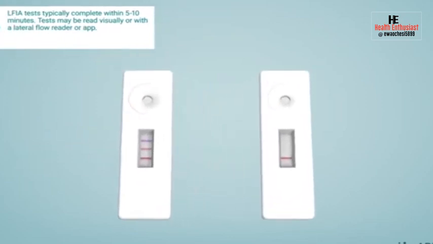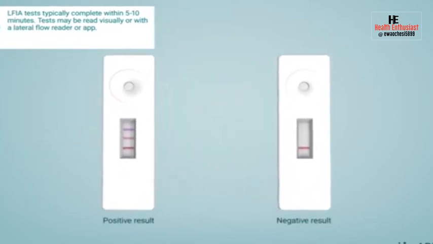So in this format, if you are interpreting a positive result, two lines appear. You talk about the test line and then the control line. If you are interpreting a negative result, only one line, which is the control line, appears. If there is no control line, then you know that the test is invalid.